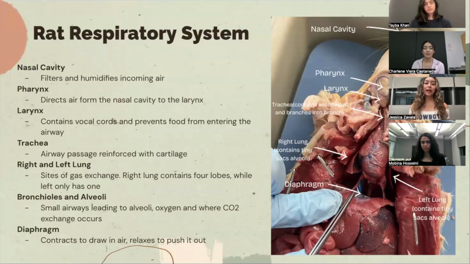Respiratory system of the rat. Rats rely on their lungs for respiration. Air enters through the nasal cavity, moves through the pharynx, larynx, and trachea, and reaches the lungs. Oxygen exchange occurs in the alveoli, while the diaphragm plays a crucial role in breathing. The image on the right shows how each organ contributes to this process.